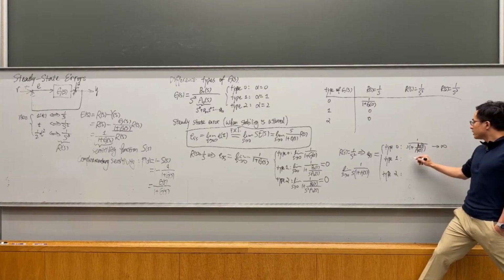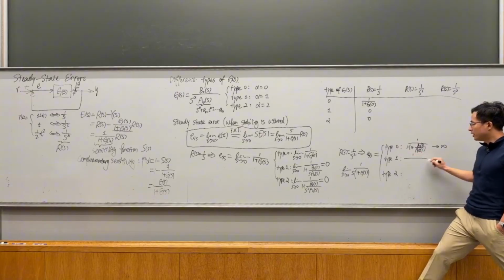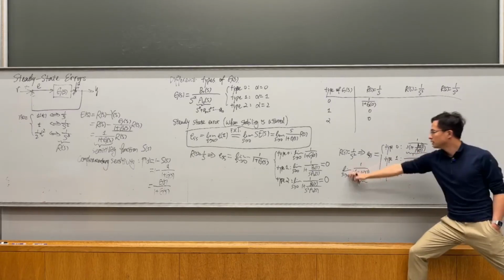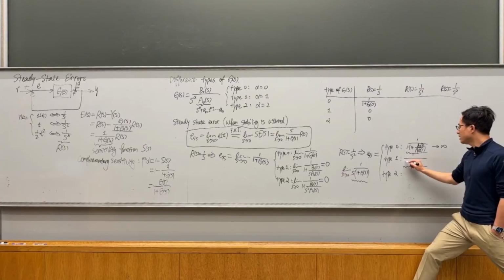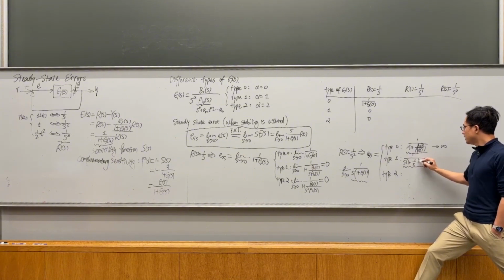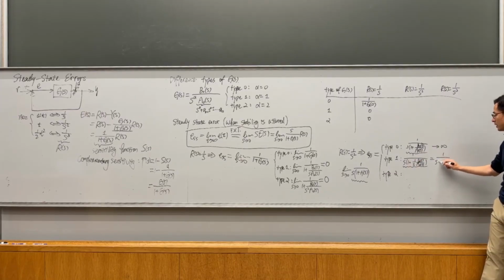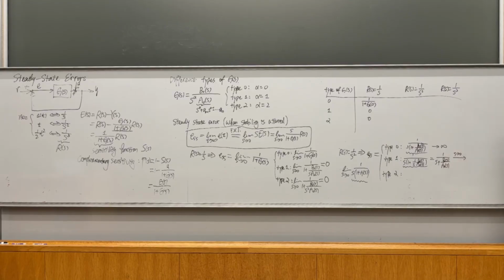For type 1, I'm just writing the component inside the limit. It's going to be 1 over S times 1 plus 1 over S times B0 over A0. So there is one cancellation over here. It equals 1 over S plus B0 over A0. And when S goes to 0, it's going to become 1 over B0 over A0. It's some number. So not too bad.